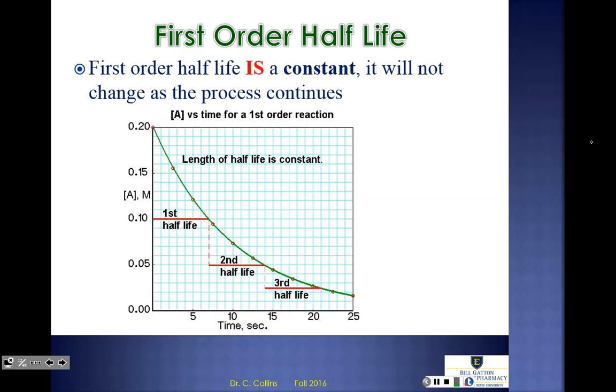Why is half-life a constant? Because the reaction rate is proportional to how much is there, unlike a zero order reaction, which has a constant rate. Now, what I did not say is the rate constant is proportional. I didn't say that. I said the rate was. Rate constant is constant. It doesn't change. So the k value here stays the same.